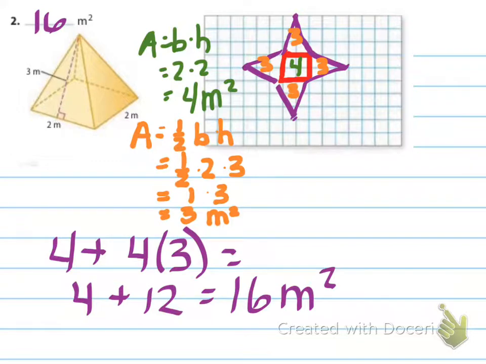And then we're going to find the area of the triangles, and the base is 2, and the height is 3. And so we end up getting 3 meters squared for the area of each of these triangles. And so when we're putting it together, we've got one base, which is 4, plus 4 of those triangles, which are 3 each. So it's going to be 4 plus 12, which is 16 meters squared.